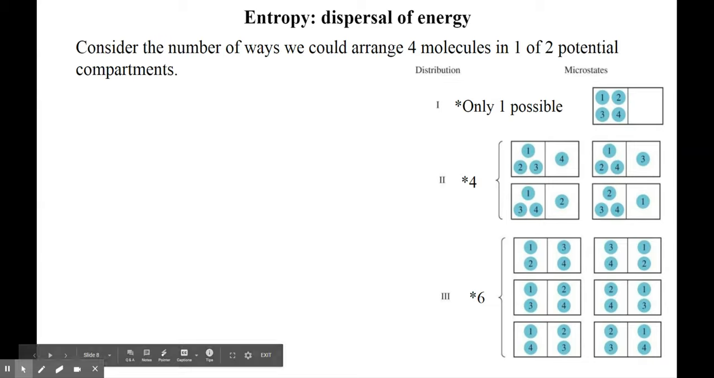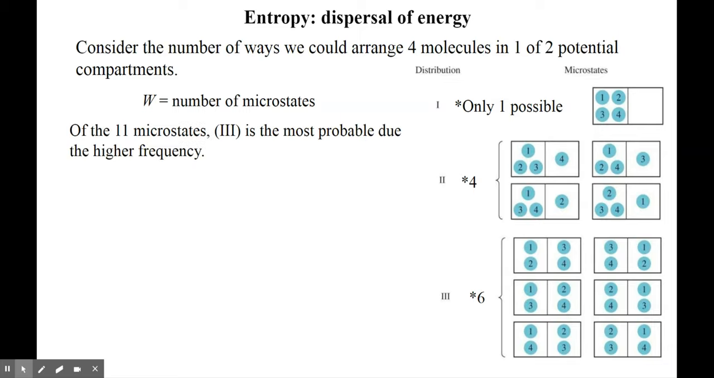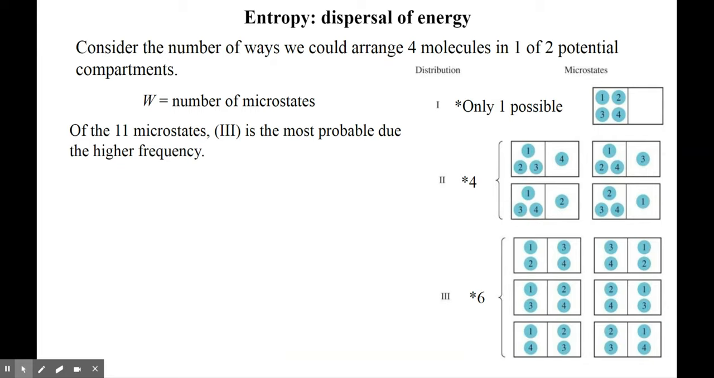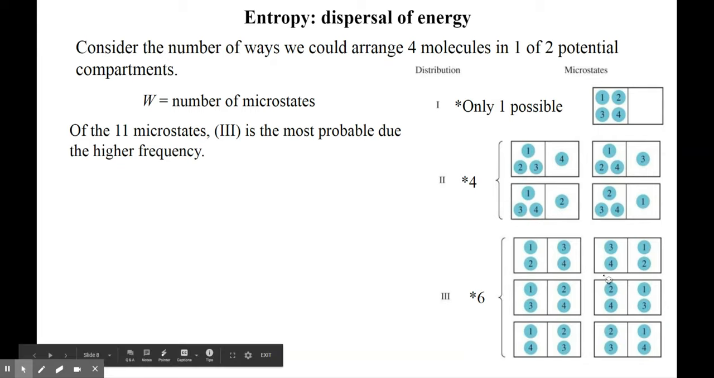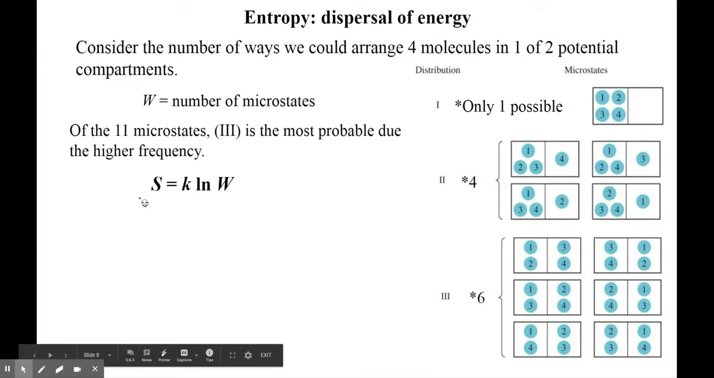You could say it's the most distributed, the most chaotic. It would be less likely if you were to just randomly throw molecules in these two boxes. The least likely would be the first one where all 4 just happen to be in the very same box. So in the book, it talks about microstates. This W is the number of possibilities that there could be. And so there are 11 different microstates if you were to count up the number of these possibilities. The most likely is going to be this one because there's just way more chances that it would end up in that state.